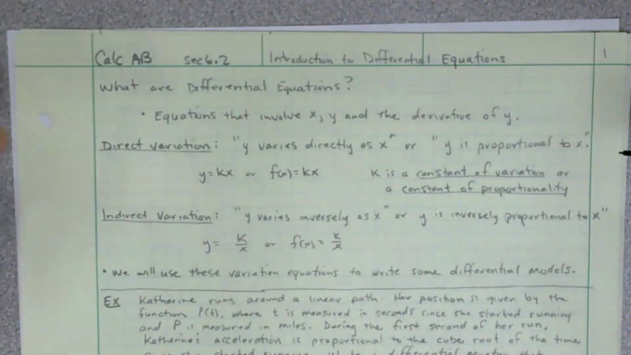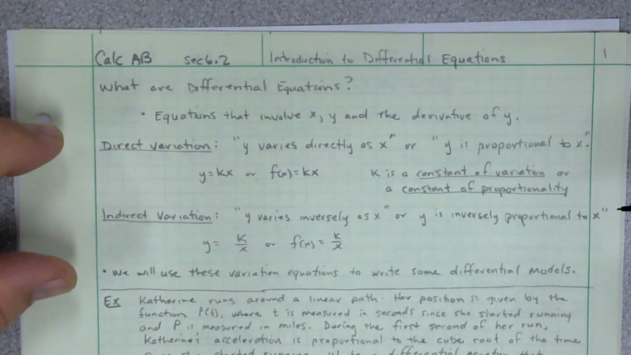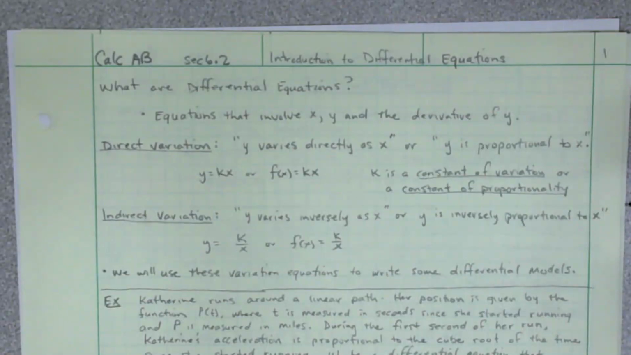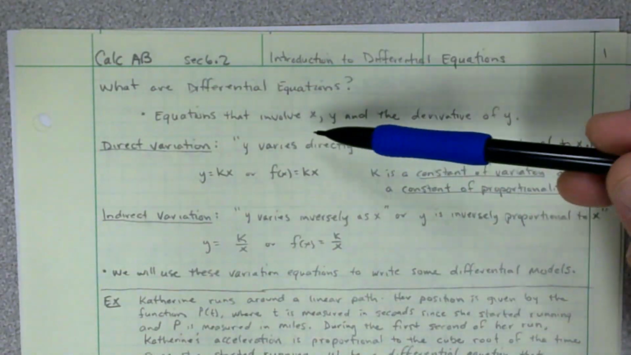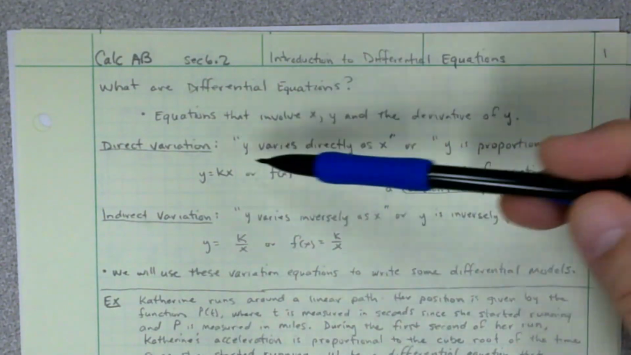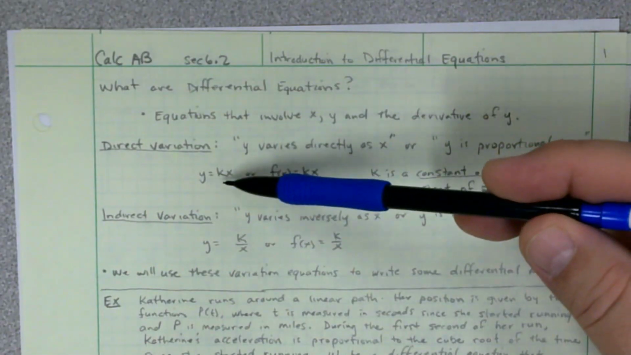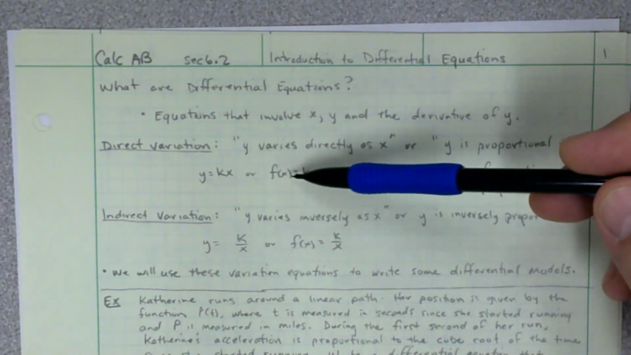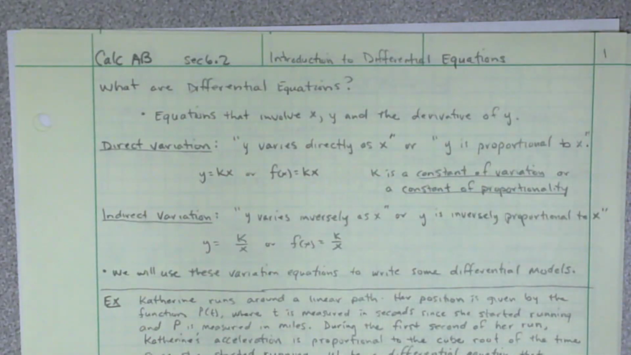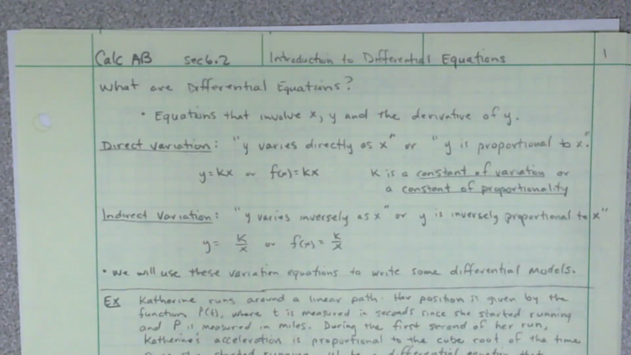We're going to look at two different kinds of forms here that will be used in word problems. If you see the words "y varies directly as x" or "y is proportional to x," then they are referring to an equation that looks like this, where y equals some number k times x, or f of x equals k times x. That number k is called the constant of variation or the constant of proportionality.